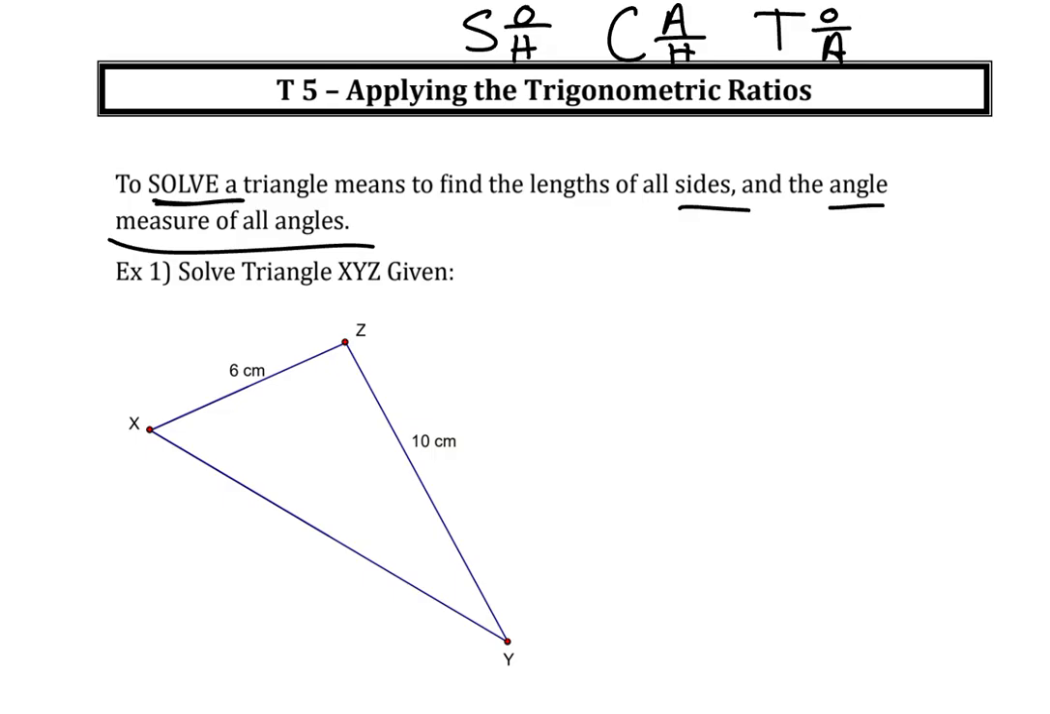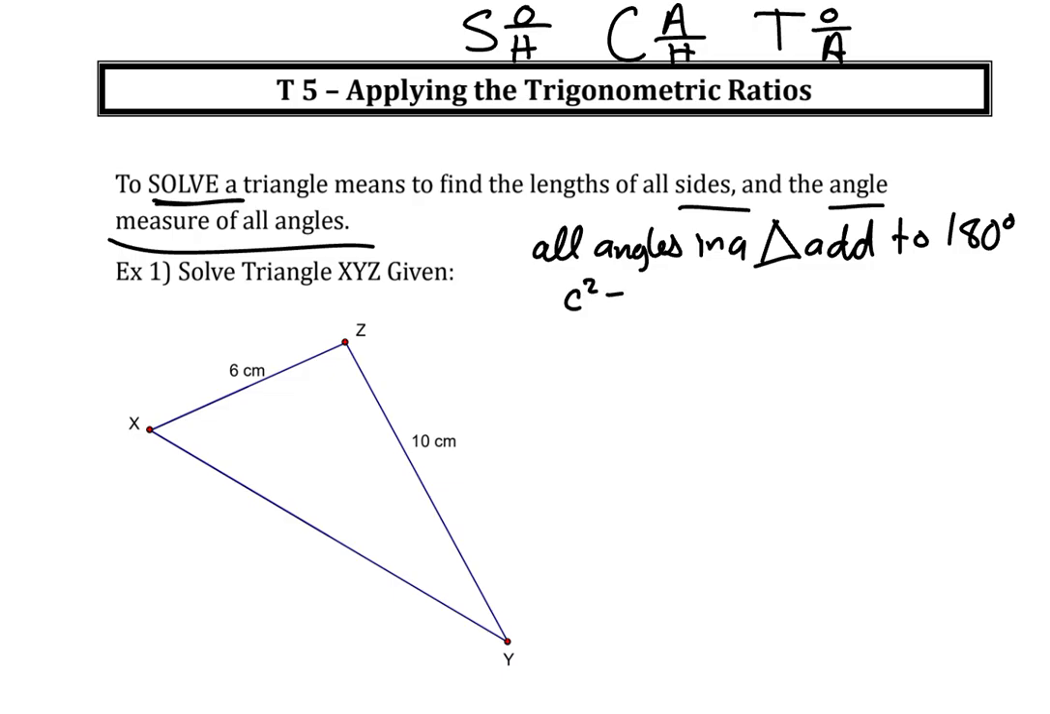Other things that we can use though is all angles in a triangle add to 180 degrees. Okay, so we don't have to use trigonometric ratios all the time. To find angles we can use what we know of our triangles and all the angles in it. And the other thing that we can use is Pythagorean theorem. So c squared, so our hypotenuse, is a squared, a side length, plus b squared.